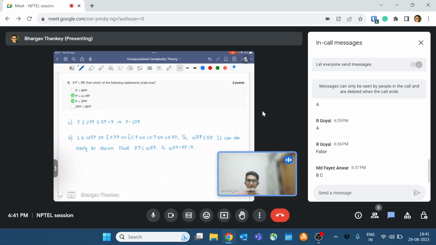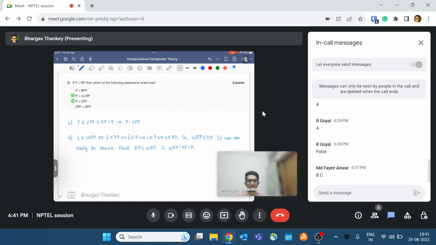Okay, so basically P contains all the classes you are looking at. P contains ZPP, co-RP, RP, BPP. And the only other thing you need to worry about is the relationship between NP, BPP, and RP.